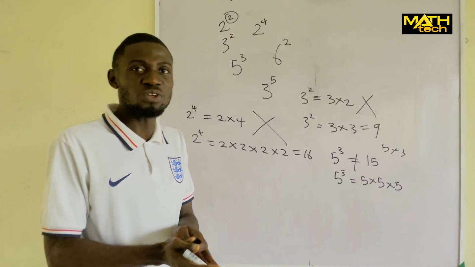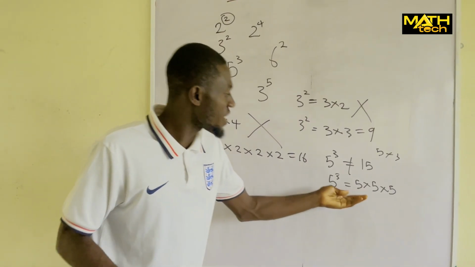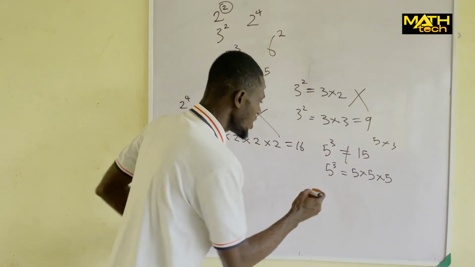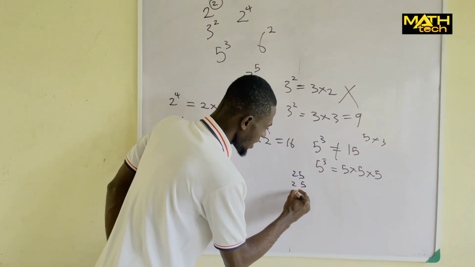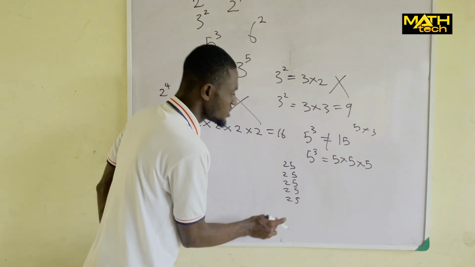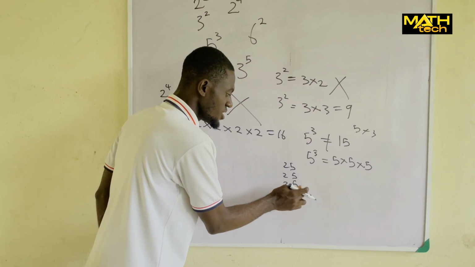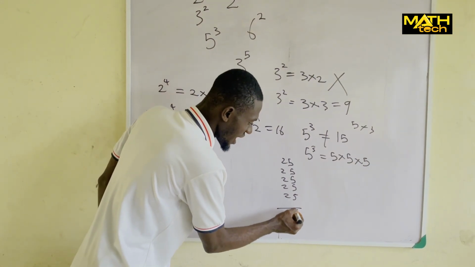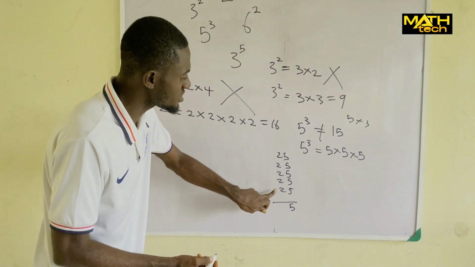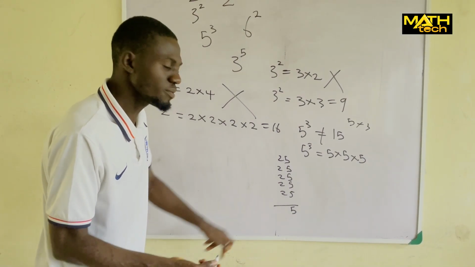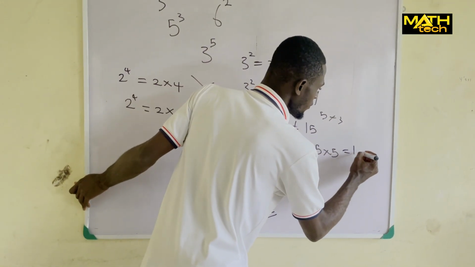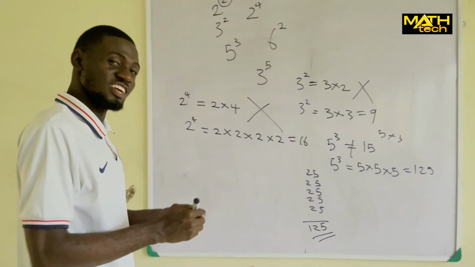25 times 5, that is add 25 five times. So we say 25, 25, 25, 25, and 25. Add every one of these. 5 plus 5, 10, 15, 20, 25. And here we have 5. We carry 2. This is 2, 4, 6, 8, 10. 10 plus the 2 we carry, that will be 12. So 125 is the value of 5 raised to power 3.